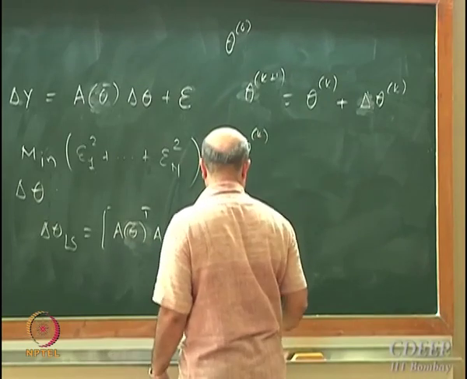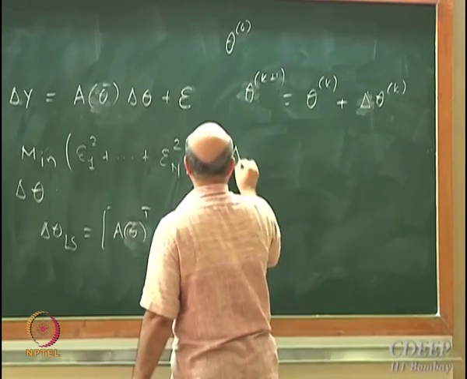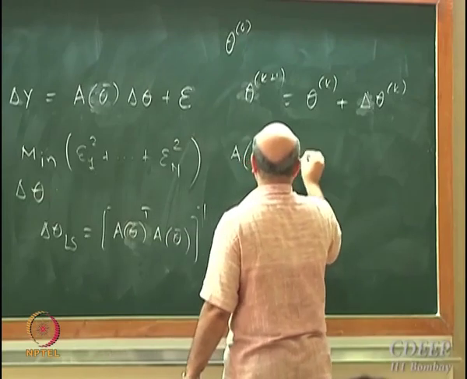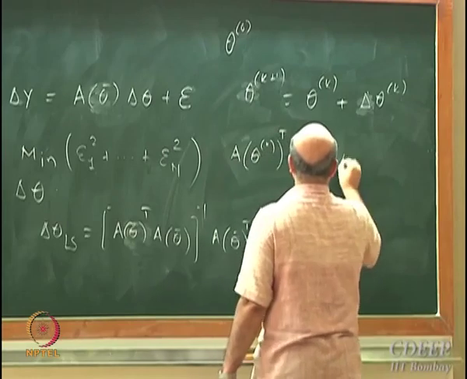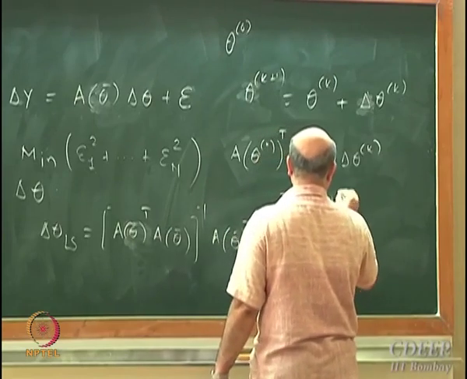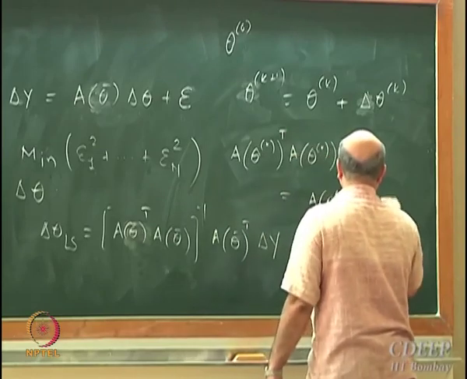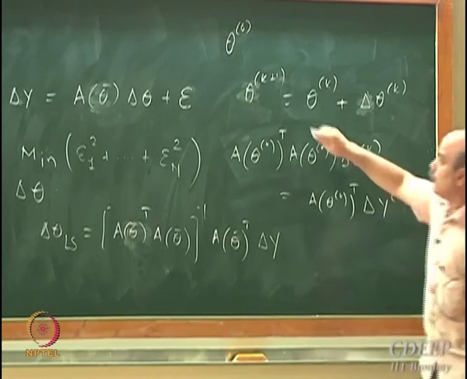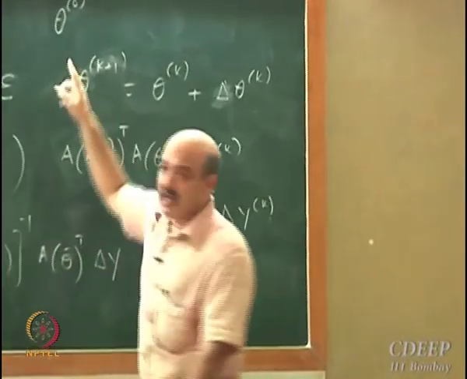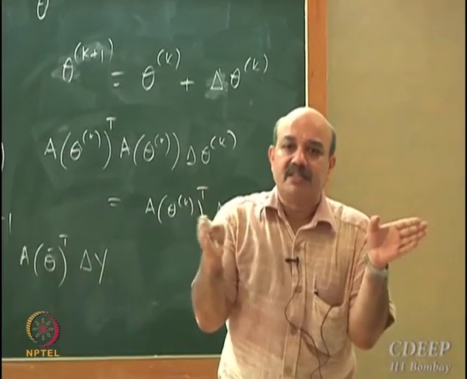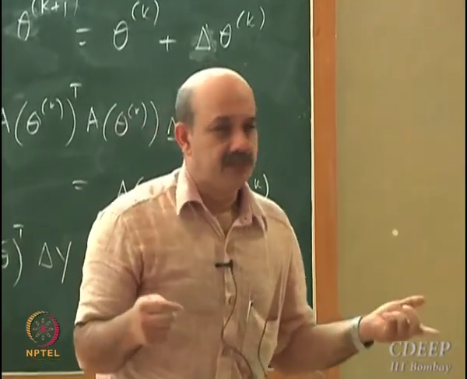Where delta theta k is the solution of A(theta k) transpose A(theta k) delta theta k is equal to A(theta k) transpose delta y. I will call this delta y k because this right hand side also depends upon theta bar. So in this iterative algorithm k starts from 0, 1, 2, and you stop only when the termination criteria is met. Okay, so this is the Gauss-Newton method.